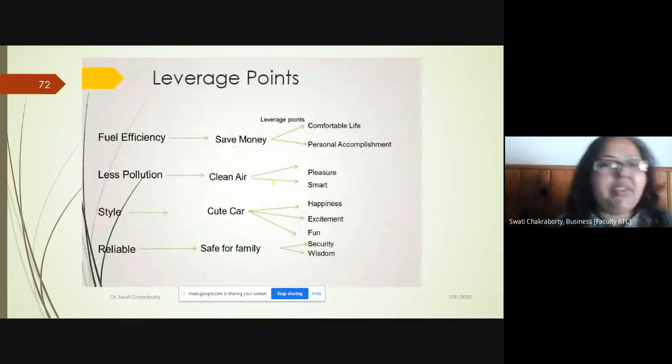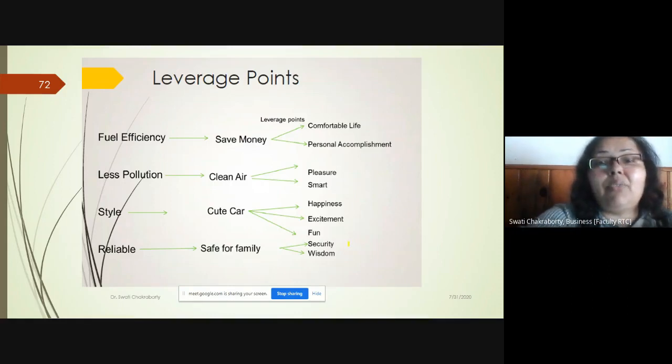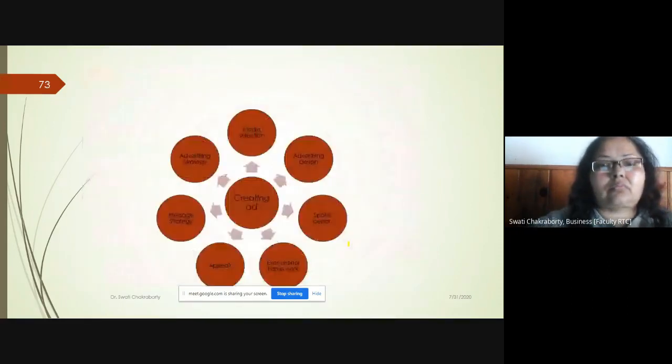So leverage points, like when we talk of fuel efficiency, we talk of saving money. It talks of a comfortable life, personal accomplishment, less pollution, which means clean air, pleasure, smart, style, it's a cute car, happiness, excitement, fun. When we talk of reliable, safe for family, security, wisdom. So these are the leverage points that we have, right?